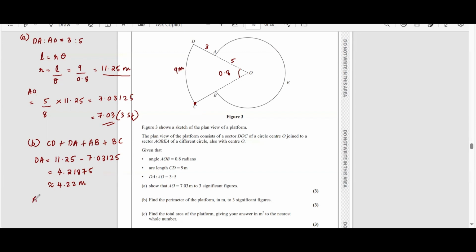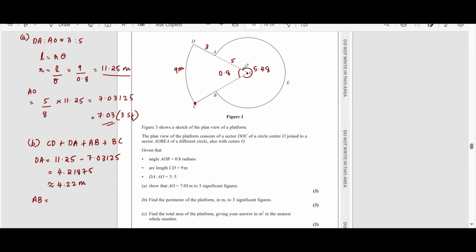Now we need to find out what AB is. To find AB, if this is 0.8, the angle over here will be the remainder of 2 pi. The angle around a point is 360 degrees, or in radians 2 pi. So from 2 pi you subtract 0.8, that is 2 pi minus 0.8, and you will get the angle as 5.483, but for 3 significant figures, I'll just take it as 5.48.